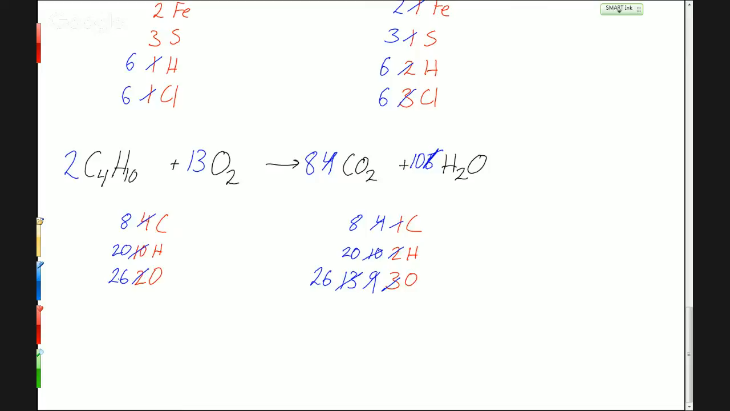So now we can bring it into balance. Let me get rid of these crossed out ones to make it clearer. So we've got a balanced equation now. 2 butanes, 13 oxygens yields 8 carbon dioxides and 10 water molecules.